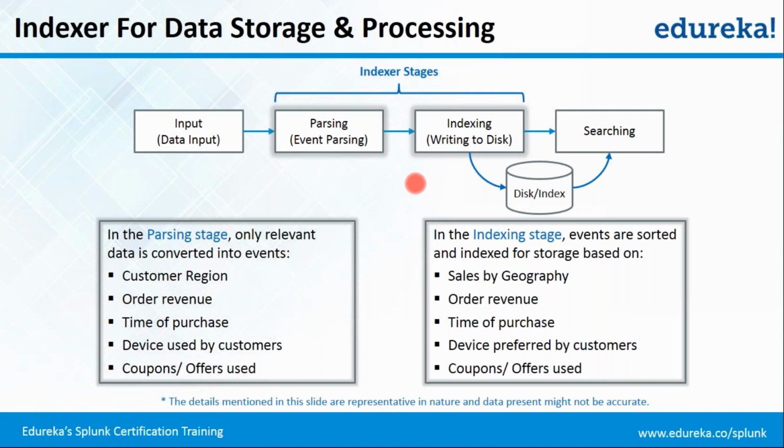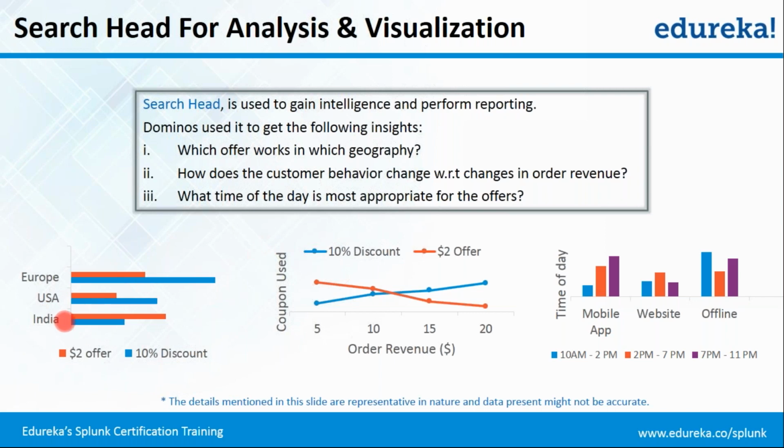They have performed various operations on this data using a search head, which gives a graphical user interface. They discovered that in the US and Europe, customers preferred a 10% discount instead of a $2 offer, whereas in India, customers were more inclined to a flat $2 offer. They learned that 10% discount coupons were used more when the order revenue size was large, whereas a flat $2 coupon was used more when the order revenue size was small.